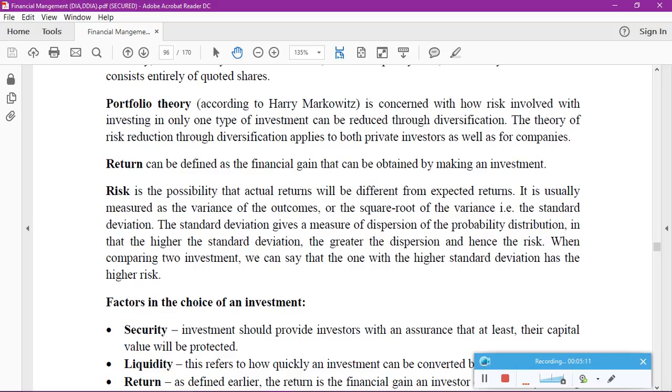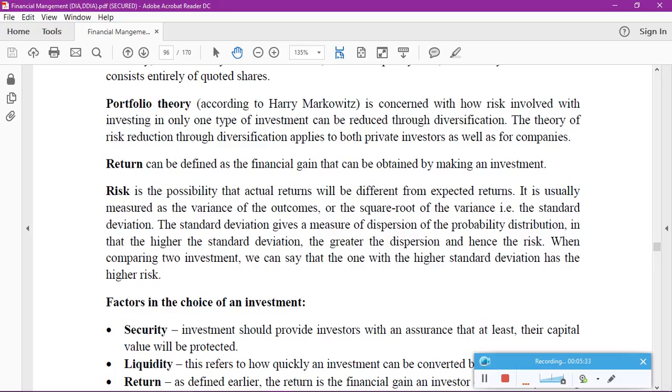Mean will be the passing rate, standard deviation will be the failing rate. Remember the same thing here. So the mean will be the what? The return here. Okay, the standard deviation will be the risk. Now, when comparing two investments, we can see that the one with the higher standard deviation has the higher risk. Okay, so later we need to compare.